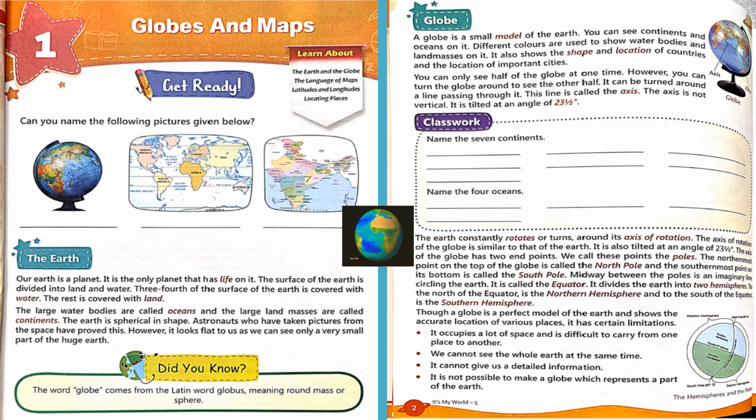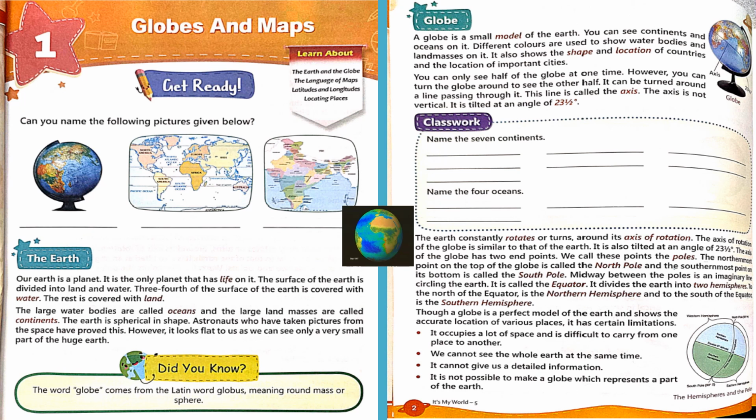Our earth is a planet. It is the only planet that has life on it. The surface of the earth is divided into land and water. 3/4 of the surface of the earth is covered with water. The rest is covered with land. How many planets are there in our solar system? Yes, there are 8 planets in the solar system. You already learned in your previous class.